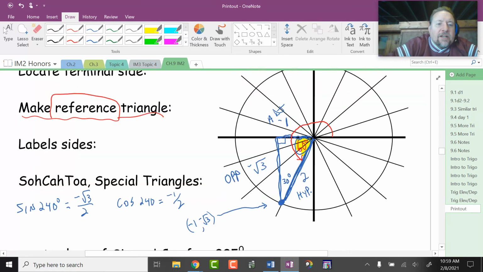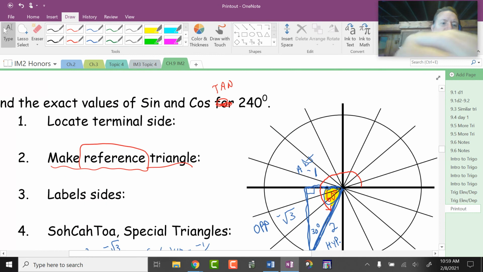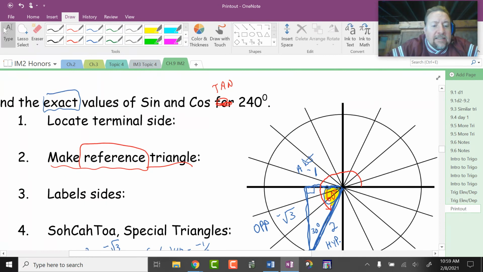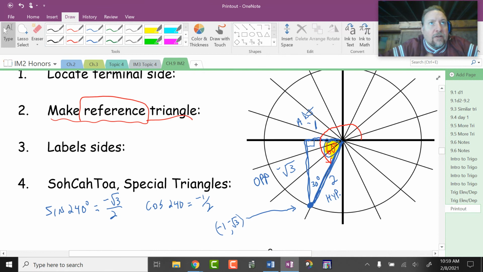And then notice in the directions, someone asked me this at the end of the notes. What does exact mean? Does exact mean I have to put the answers with the radicals? Yes, this is no calculator. This will not be a calculator. You will have to do these kind of questions without it. So train yourself. And then Sebastian, let's do the tan of 240 real quick.